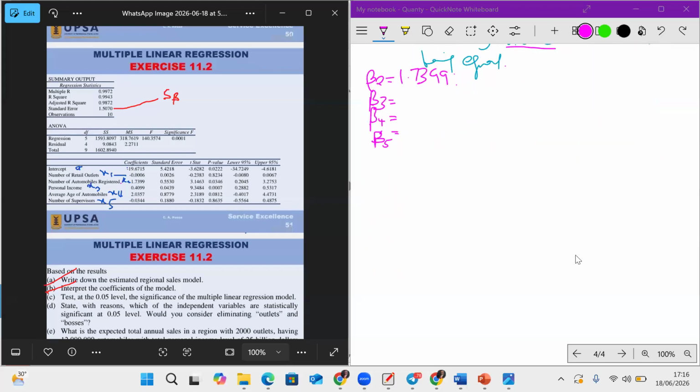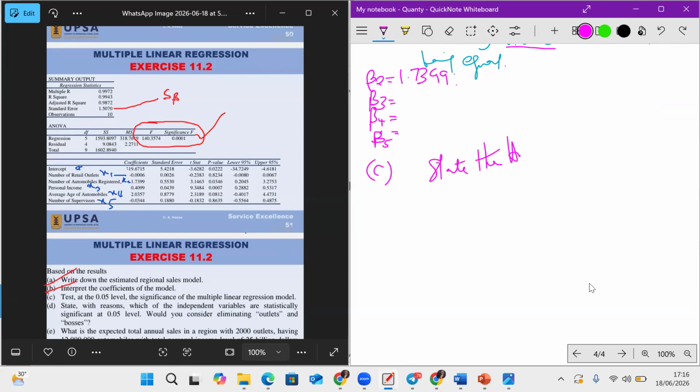Test at the 5% level of significance the multiple linear regression model. When the question says you should test the model, it means that it wants you to make use of this F and significance F, meaning you are testing for the entire model. So you're going to make use of one of these. I always like using the significance F because I will not use a table. It's easier. So to test, we will first state the hypothesis.